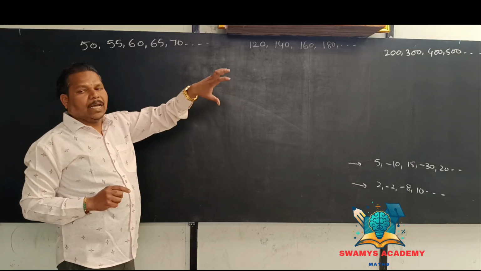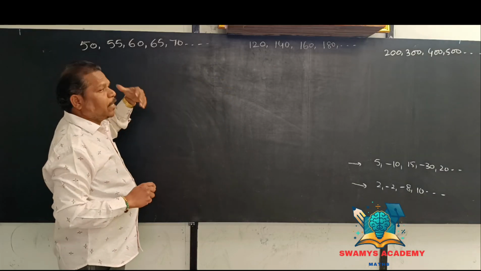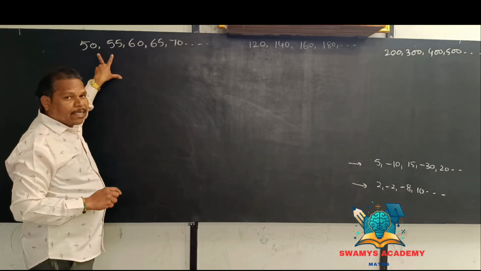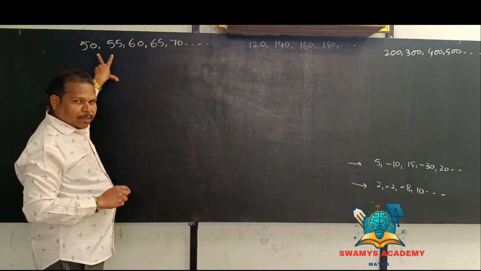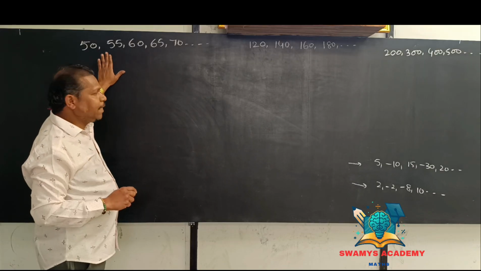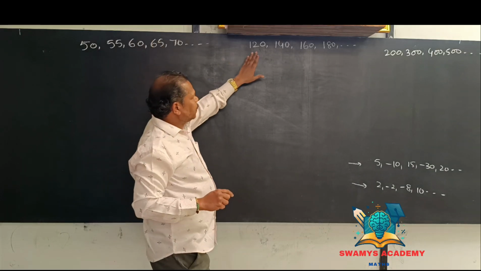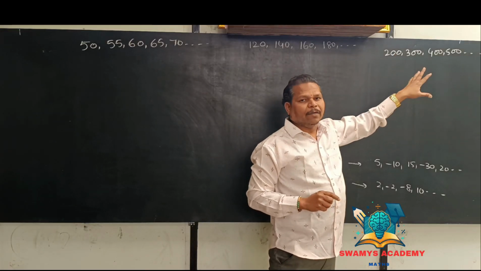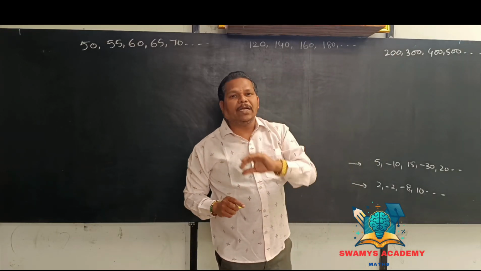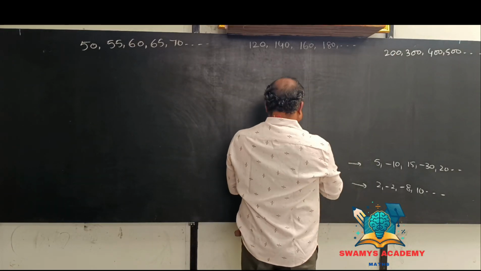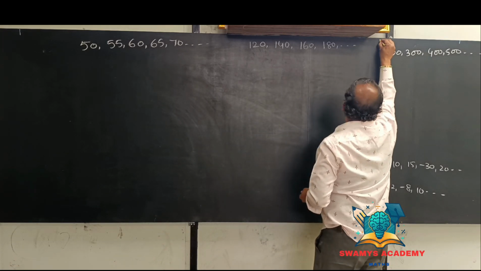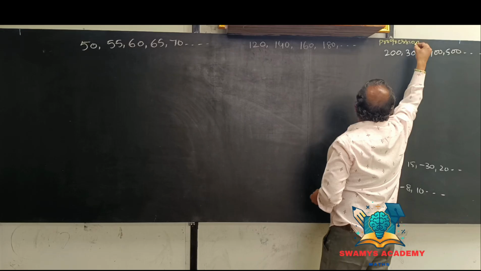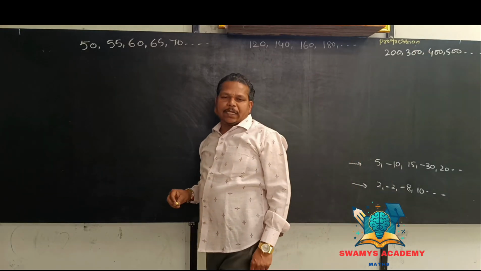It is orderly arranged, so there is a definite rule. What is the rule here? In this first question, increase it by 5. Second question, increase it by 20. Third question, increase it by 100. So an orderly arranged sequence with a definite rule is called a progression. There are many types of progressions.